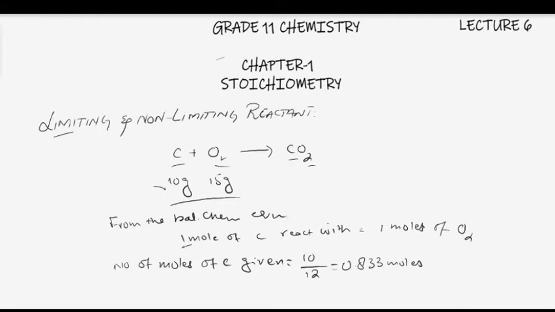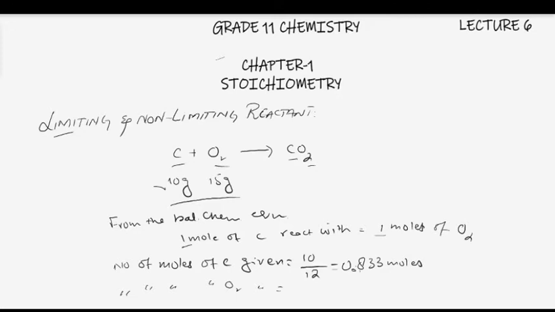Now, from the balanced chemical equation, we know that the molar ratio between carbon and oxygen is 1:1. So, 1 mole of carbon reacts with 1 mole of oxygen. So, if we have 0.833 moles of carbon, we would need 0.833 moles of oxygen to have a complete reaction in which both the reactants are consumed completely to produce carbon dioxide. Now we have to calculate the number of moles of oxygen given to us.